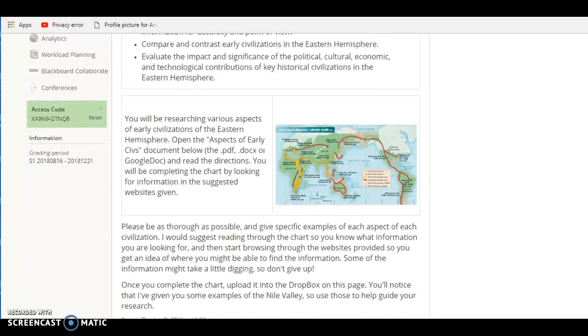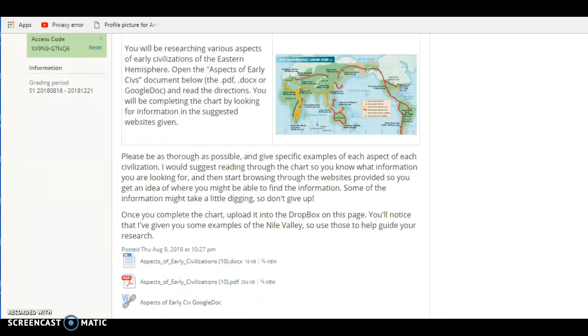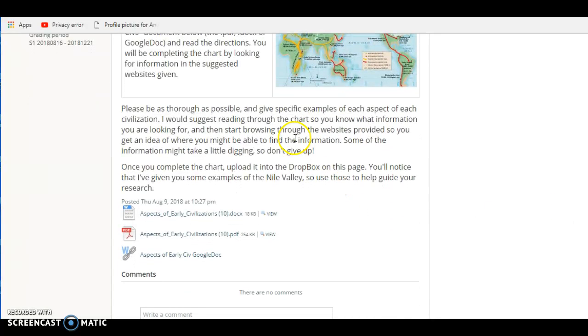Now, on to this assignment. You will be researching various aspects of early civilizations of the Eastern Hemisphere. Open the Aspects of Early Civs document below, the PDF, the Word document, or the Google Doc, and read the directions. You will be completing the chart by looking for information in the suggested websites given. Please be as thorough as possible and give specific examples of each aspect of each civilization.